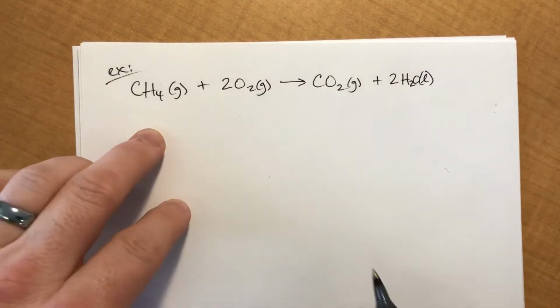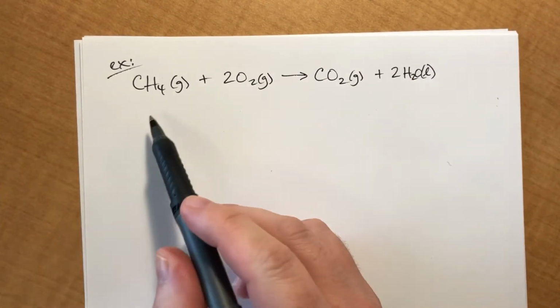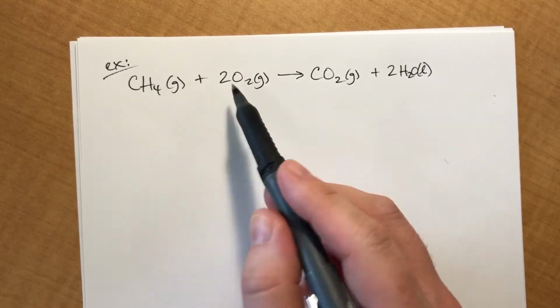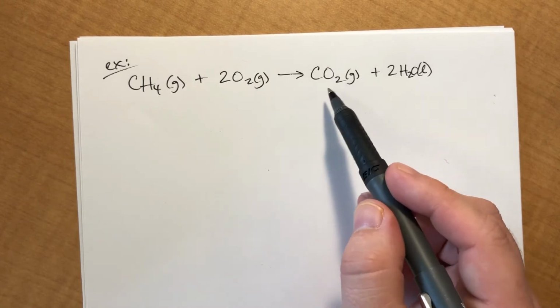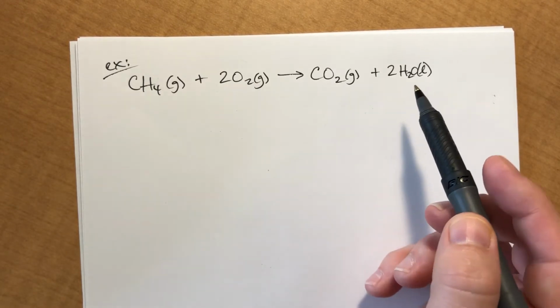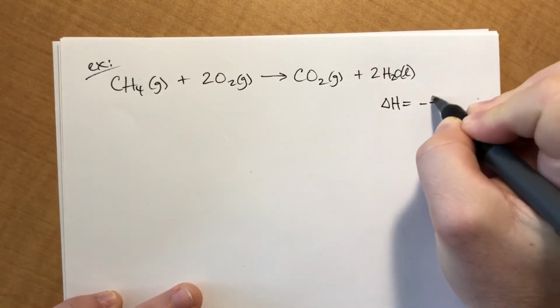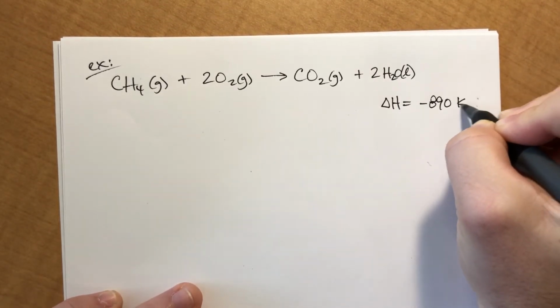Okay, so this is what happens when you light a Bunsen burner. Methane, CH4, reacts with oxygen. Both of these are very reactive, and your products are carbon dioxide and water. Okay? The delta H for this is negative 890 kilojoules.